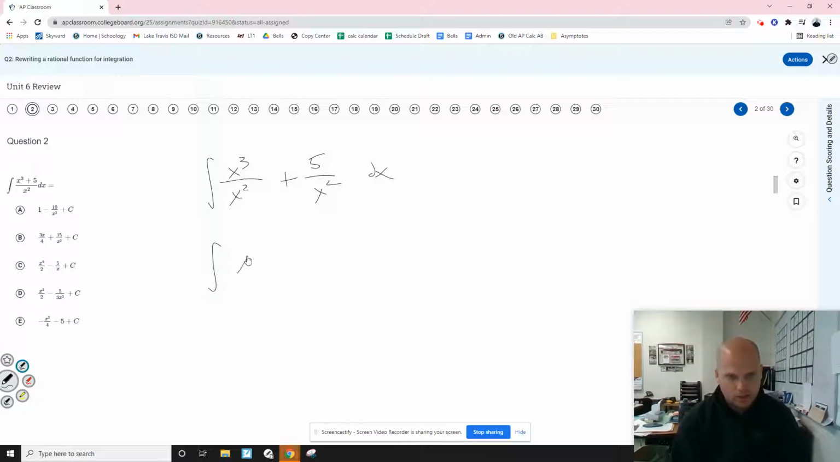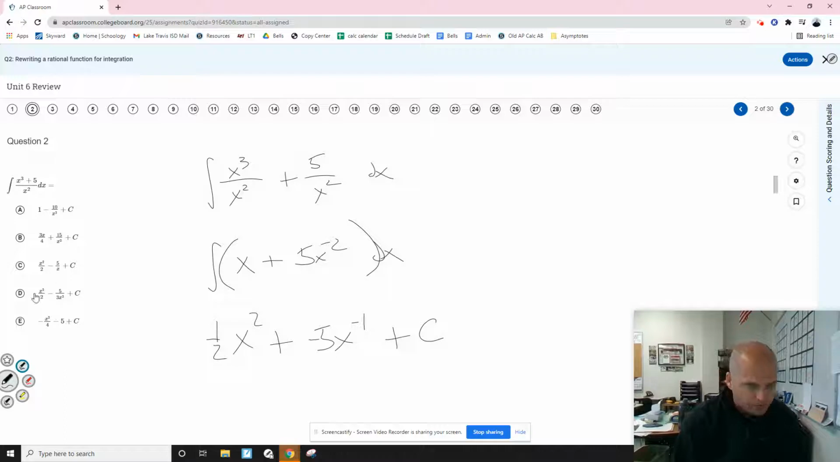And then you know you could simplify this. X cubed over x squared is x. 5 over x squared is 5x to the negative second. Then use antiderivative power rules. This is x squared times a half. Add 1. This is x to the negative first. Multiply by the reciprocal. That's a negative 1 times the 5. Negative 5. Don't forget a plus c. 1 half x squared minus 5 over x. Boom, c.